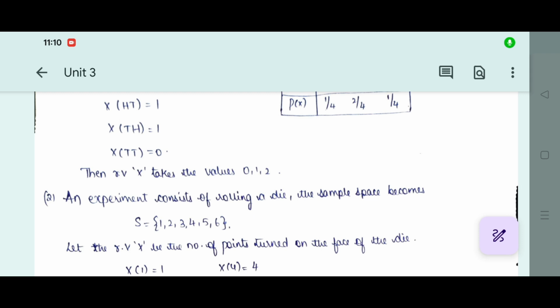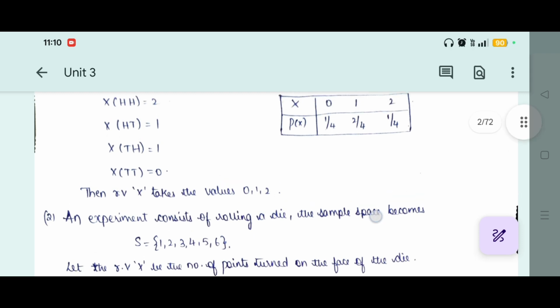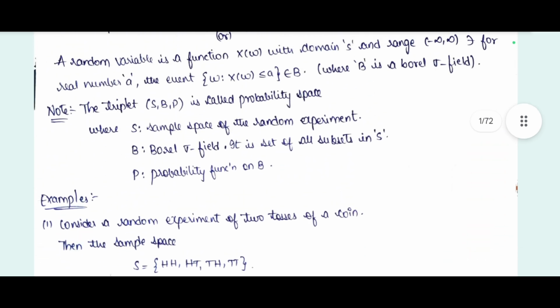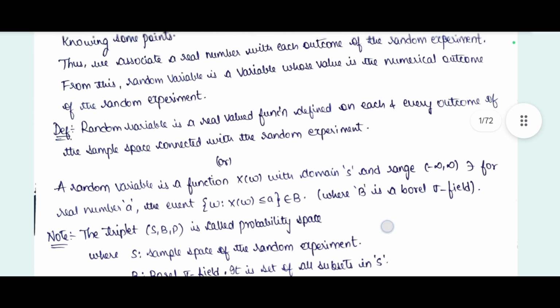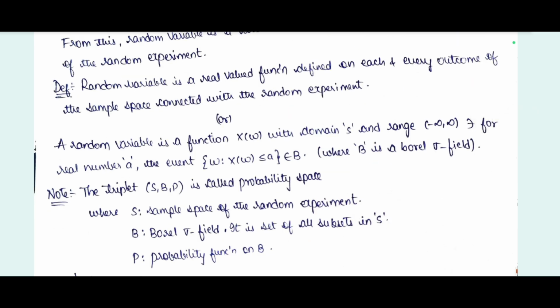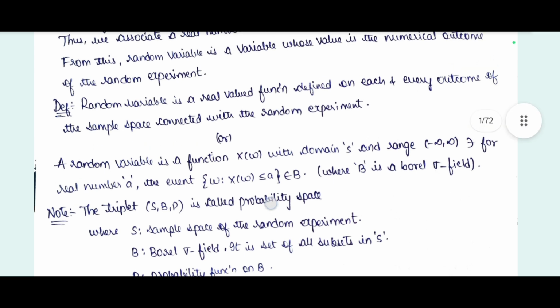With the statistics, in this class we are going to discuss the probability mass function and its conditions, and also the definition of a continuous random variable and random variable. A random variable is a real valued function defined on each and every outcome of the sample space connected with the random experiment, which we already discussed.